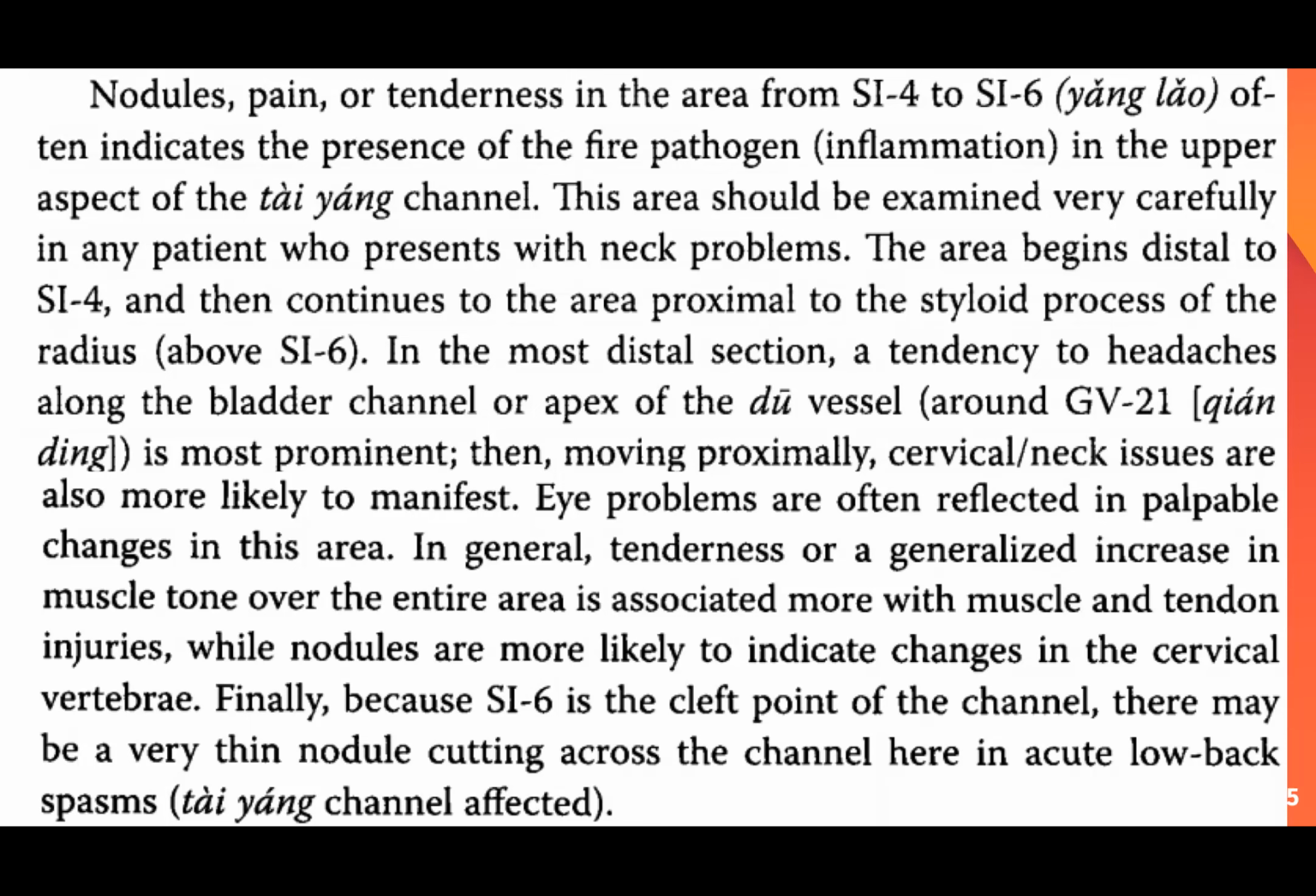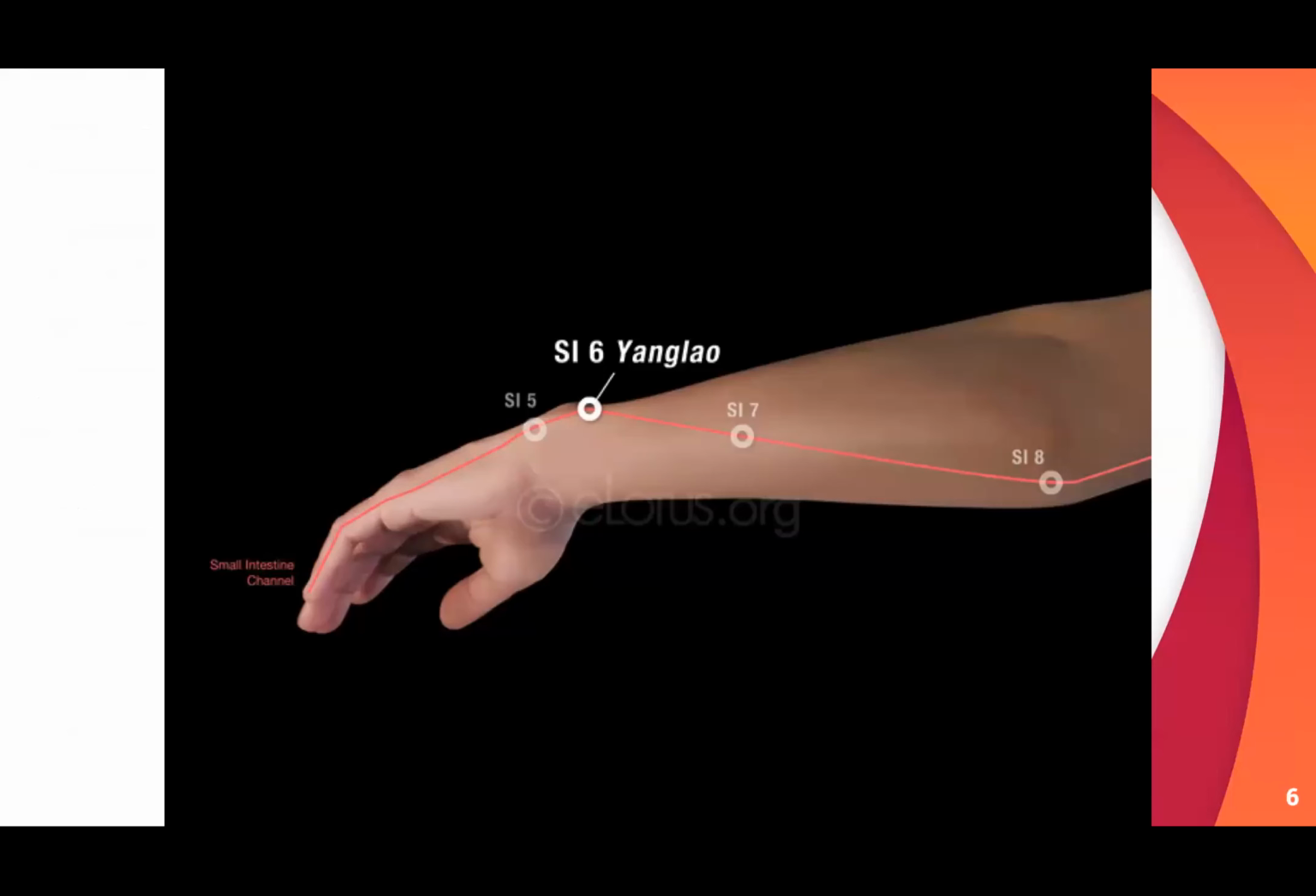In general, tenderness or generalized increase in muscle tone, yung pag pinalpate po ninyo, parang matigas, over the entire area is associated with muscle and tendon injuries. So while nodules are more likely to indicate changes in the cervical vertebra, pag may mga nodule, yung cervical vertebra mismo po ang may problema, disease. Finally, because small intestine 6 is the cleft point of the channel, there may be thin nodules cutting across the channel here in acute low back spasm. So, bumabara po yun kung may mga nodules kayong nararamdaman. May bara. Okay. So, Taiyang channel yung affected.